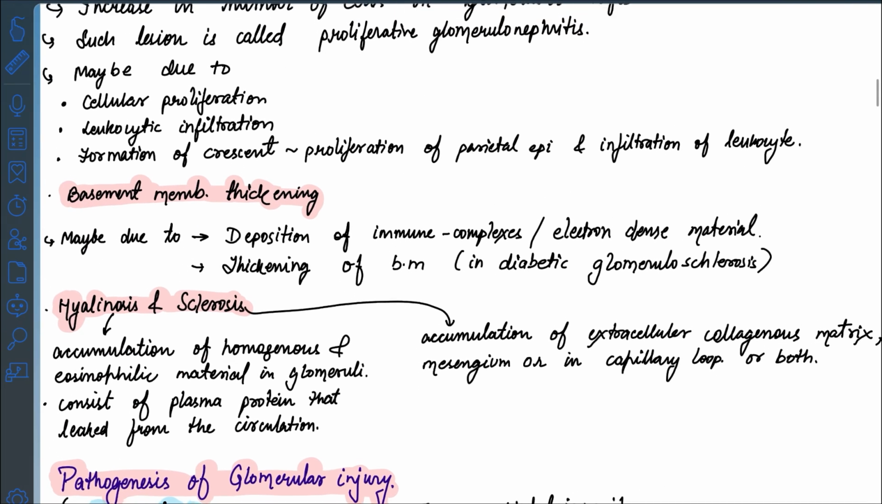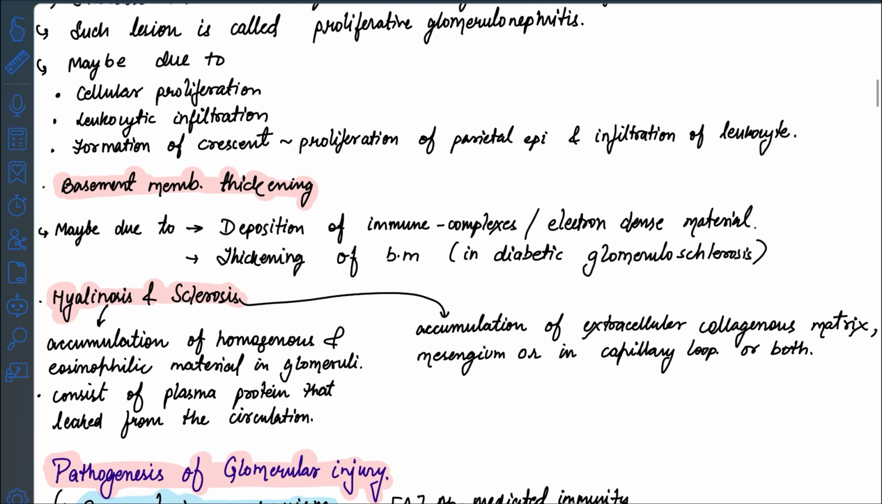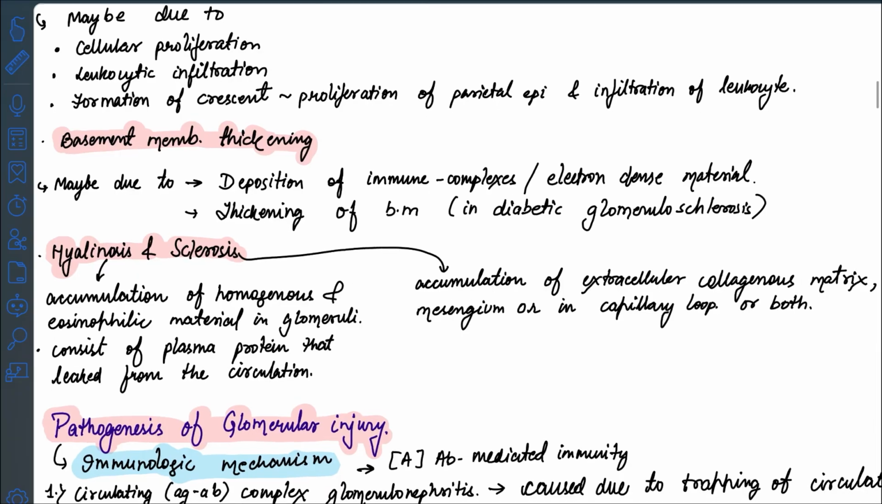The second histological change is basement membrane thickening. What's the reason behind it? It may be due to deposition of immune complex or electron dense material. Immune complex, as you may know, is the antigen antibody complex. Due to deposition of these or of electron dense material, the basement membrane can thicken. Then there can be thickening of basement membrane in general also in diabetic glomerulosclerosis. These are the two reasons for basement membrane thickening.